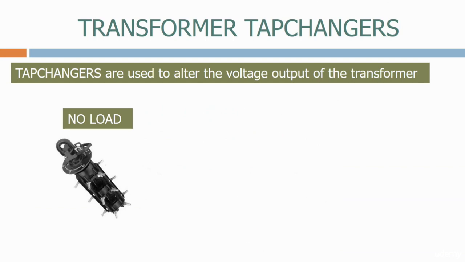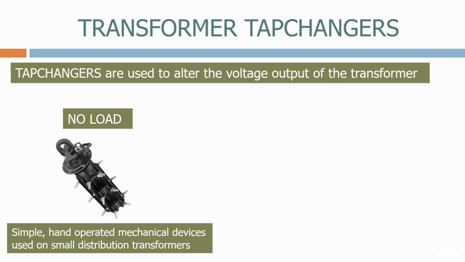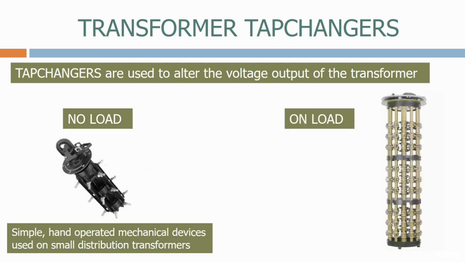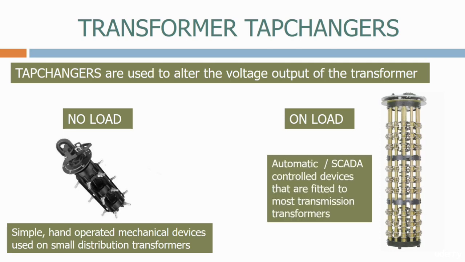Firstly, we have no-load tap changers. These are simple, hand-operated mechanical devices used on small distribution transformers. As the name suggests, these devices can only be operated when there is no current flowing and the load is disconnected. Next, we have on-load tap changers. These are automatic, SCADA-controlled devices that are fitted to most transmission transformers, and the load does not have to be disconnected whilst the tap changer is moving.